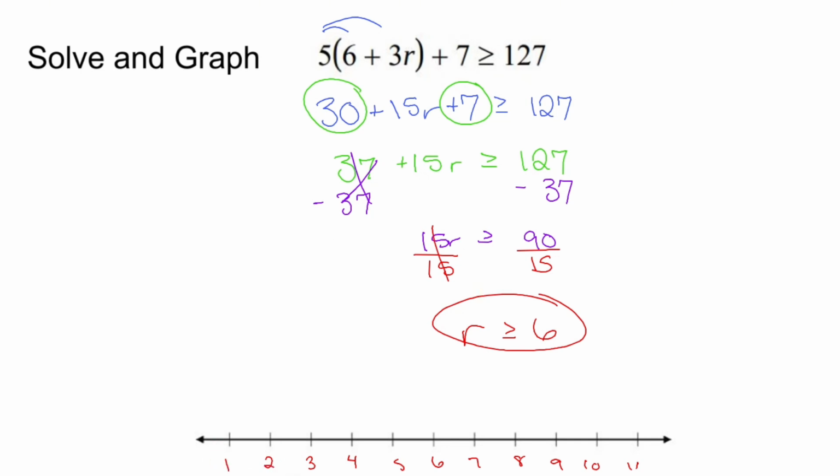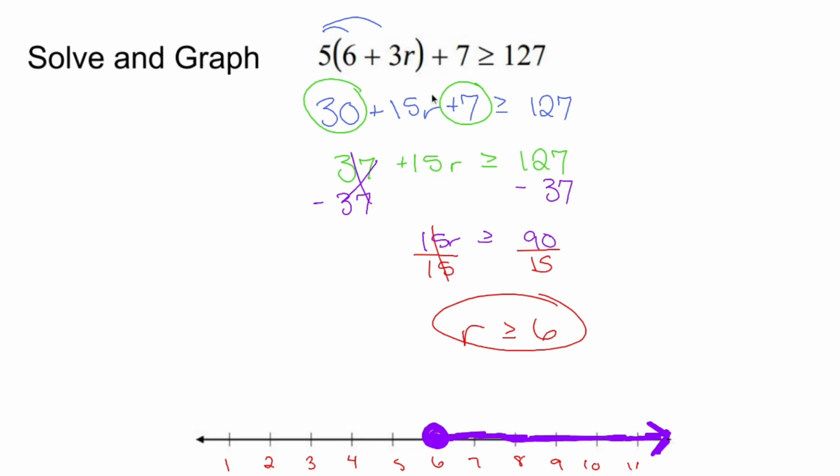Since r is greater than or equal to 6, I'm going to put a circle at 6 and fill it in. Why fill it in? Because r is any number larger than or equal to 6, which means 6 counts. And since 6 counts and everything greater than that counts, I'm going to fill in everything to the right of it. What this purple line represents, or if you're colorblind, what this gray line represents is any number, 9, 11, a billion.